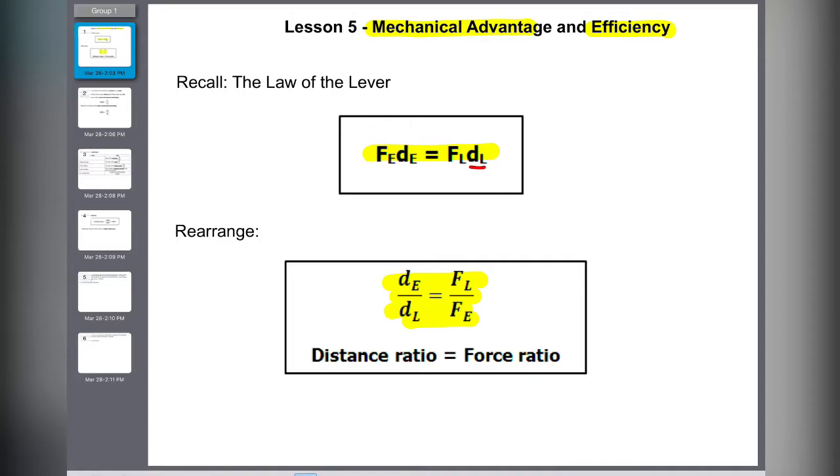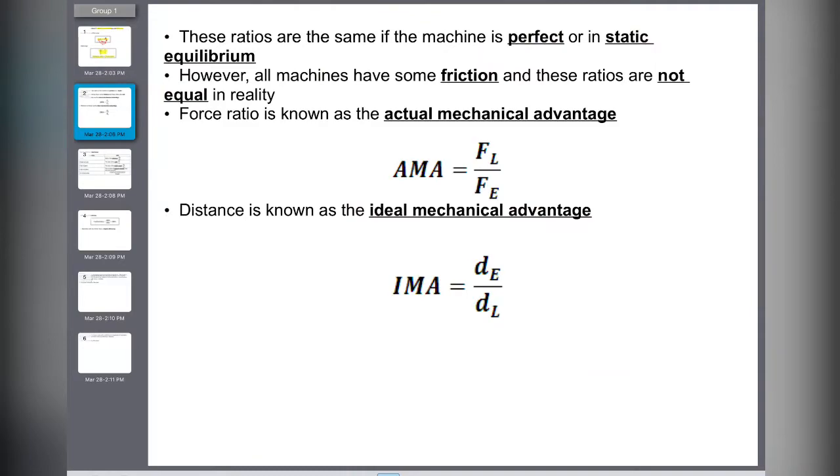Okay, so what they have done is there's a DL here, and this is a multiplication, and they move it over and turn it into a division. That's why this is DE divided by DL. And then at the same time, they move this one over by dividing. That's why FE is now at the bottom. We call this the distance ratio and the force ratio. So basically comparing the distance of the effort and the load versus the force, they're constant.